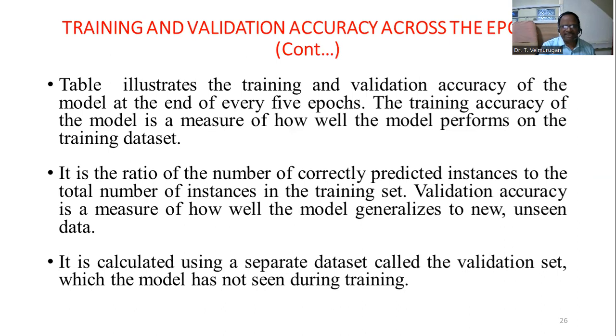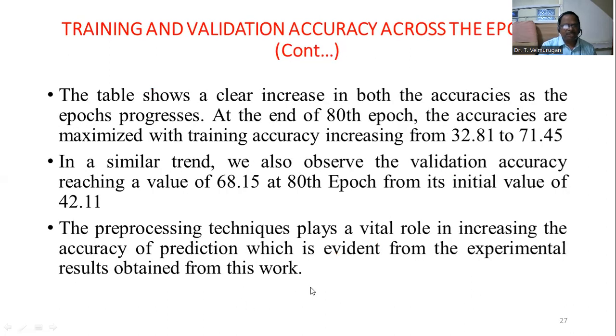Therefore, the table illustrates the training and validation accuracy. You can see very well how the accuracy is increased when the number of epochs is increased. It is calculated using a separate data set called the validation set, which the model has not seen during the training. The table shows a clear increase in both the accuracies as the epochs progress. In a similar trend, we also observe the validation accuracy reaching a value of 68.15 at the 80th epoch from its initial value of 42.11.